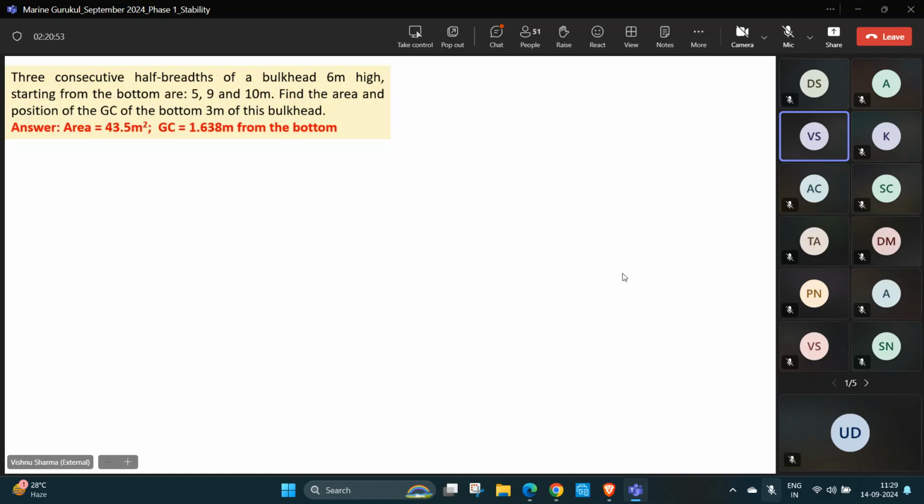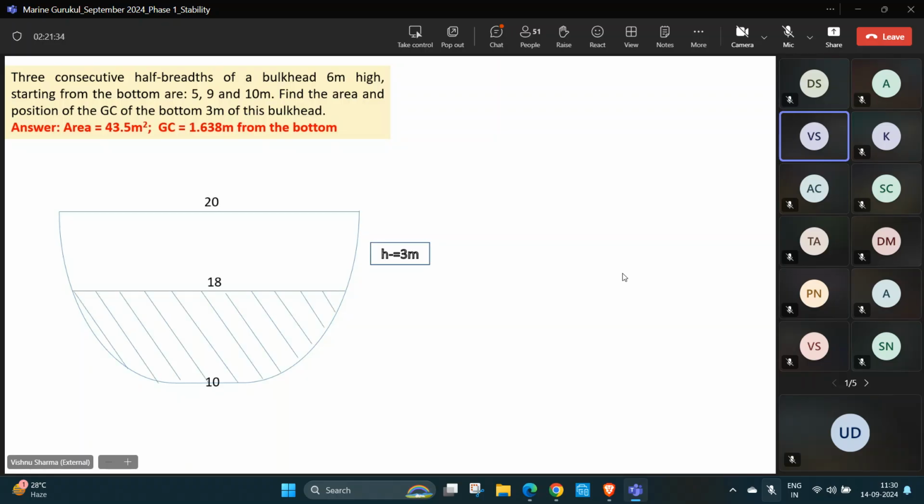I know in this class 50 of you are connected with me, and I'm the 51st. I'm sure some of you, maybe a couple of you, will still make that mistake. What was the mistake I was mentioning? What is it that you have to do? You have to double the breadths. You have to take the full breadths, right? 10, 18, and 20. And he wants the area of the bottom 3 meters. H is 3 meters, 6 by 2. So he wants this area. Correct, beta? Am I right?